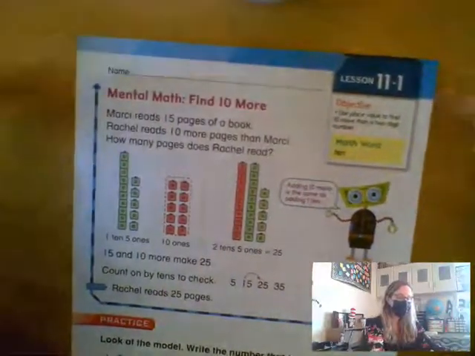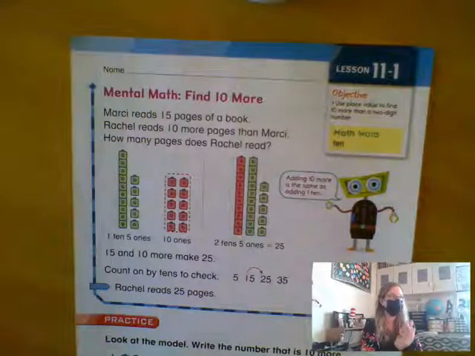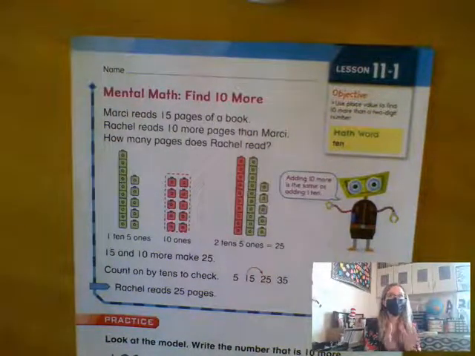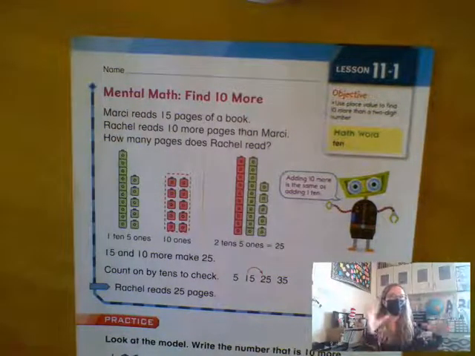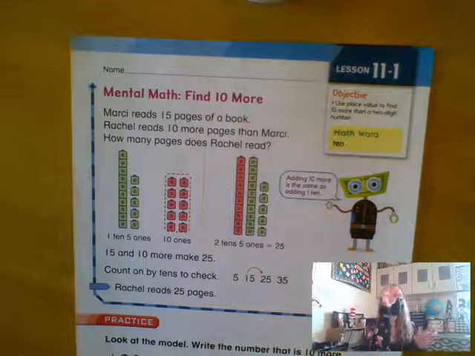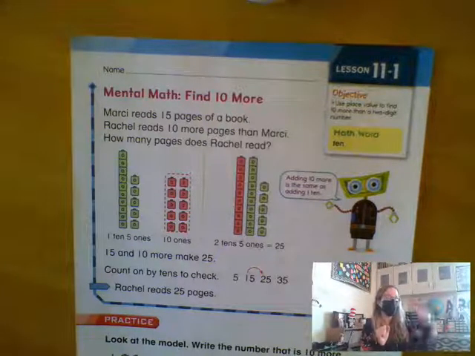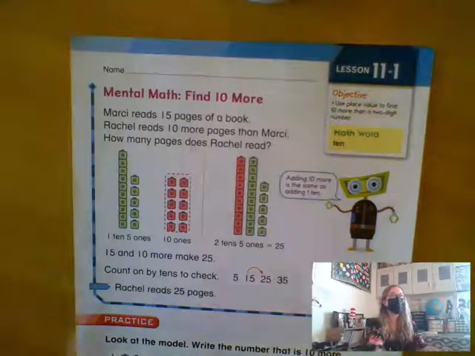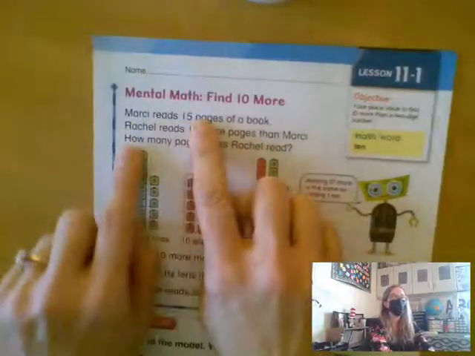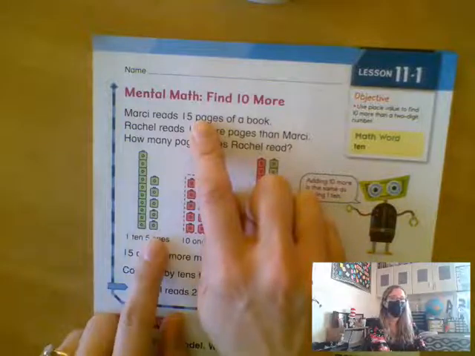You guys have gotten really, really good about knowing tens and ones, right? And you know that every time you get 10 ones, you have to either bundle it or group it or make it a 10. So now what we're going to be looking at is what happens when not just the ones are changing, getting bigger or smaller, but the tens are changing too. So if Marcy has 15, we know that that is 1 10 and 5 ones, right? 15 is 1 10 and 5 ones.